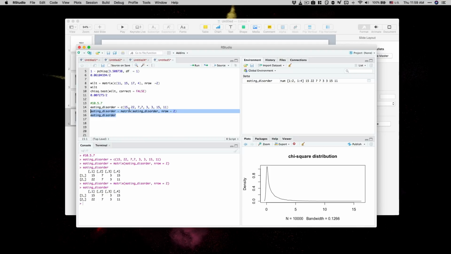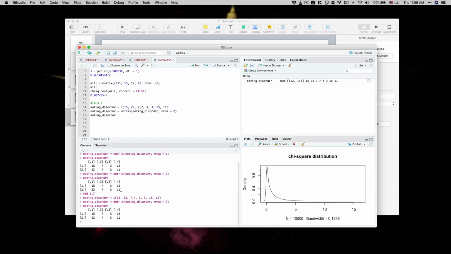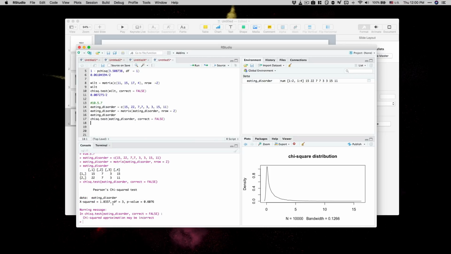If we run these 3 lines of code, actually I already did, you have the contingency table which is identical to what we had here. So you want to use chi-square test function and put in the eating disorder and turn off the correct option. You got the test statistic or chi-squared statistic, which is 1.8337, and degree of freedom equal to 3, and p-value is 0.68.